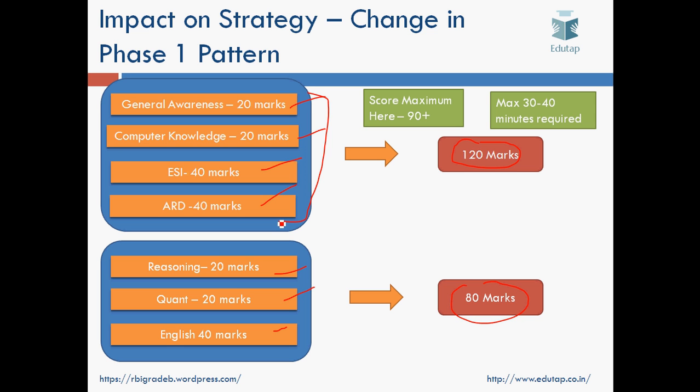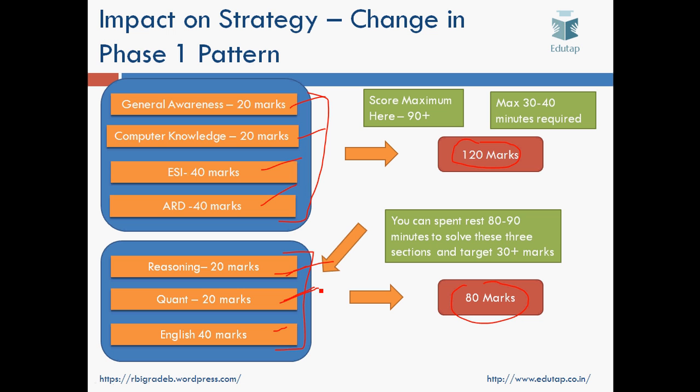And the icing on the cake is that you will not require more than 30 to 40 minutes to score 90 plus, provided you have a decent level of preparation for the exam. If you know the answers, it shall just take you seconds to tick mark them. On the other hand, these 3 sections, especially quant and reasoning, will require more mental ability and time to solve the questions.